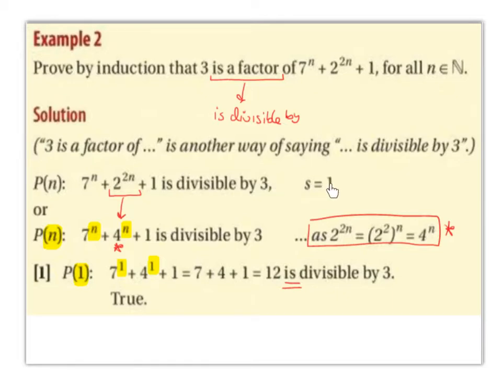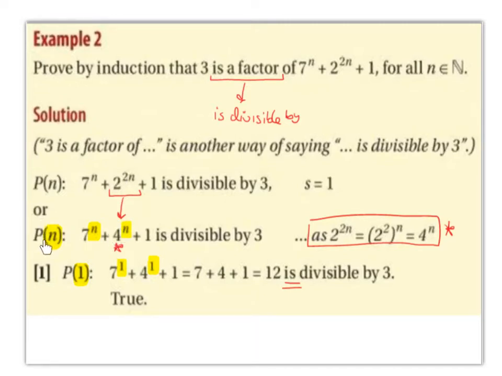And s is equal to 1. The starting number is 1 because 1 is the first number in the natural numbers. So this can be rewritten as 7 to the power of n plus 4 to the power of n plus 1. 2 to the power of 2n can be rewritten as 2 squared raised to the power of n, and 2 squared is 4. So it's 4 to the power of n. That's how this becomes this.